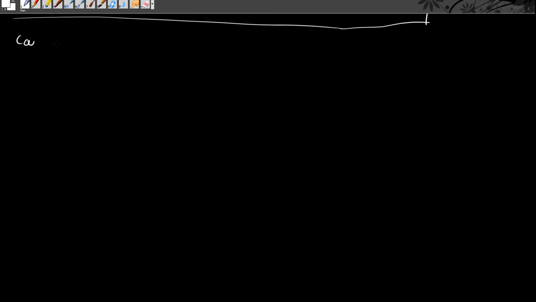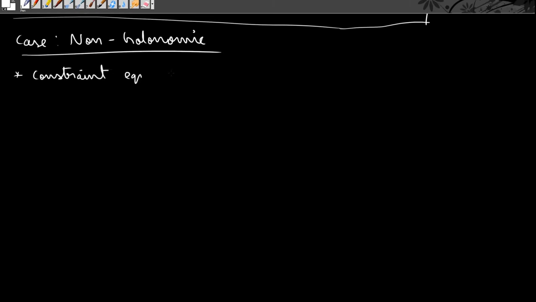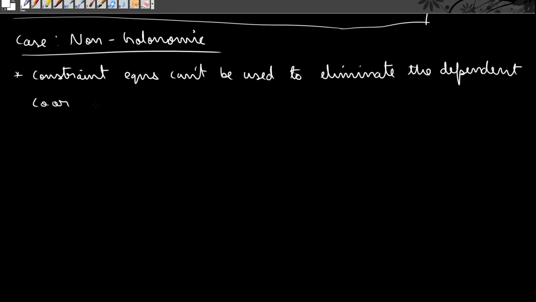So now let's consider the case of non-holonomic constraints and let's see what happens. So as we already know, by definition, constraint equations cannot be used to eliminate the dependent coordinates. So this is by definition, because for non-holonomic constraints we cannot express it in an equation which relates the position vectors and say the time.